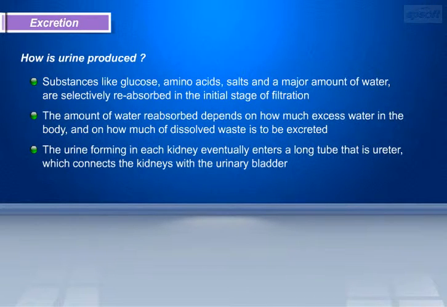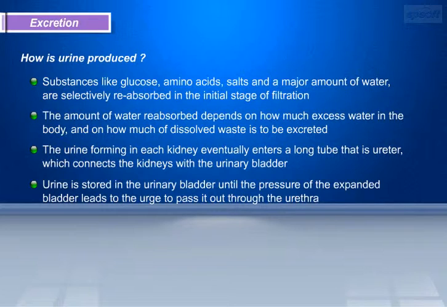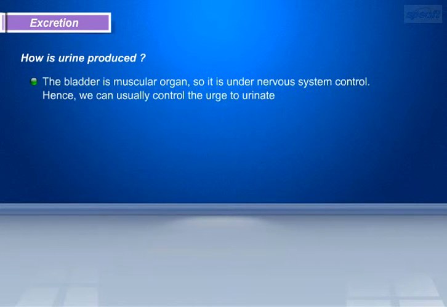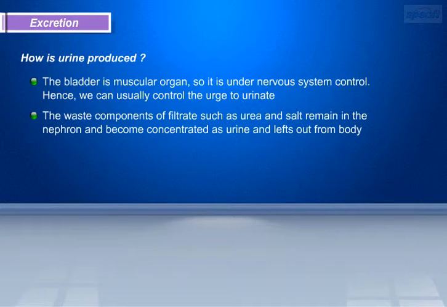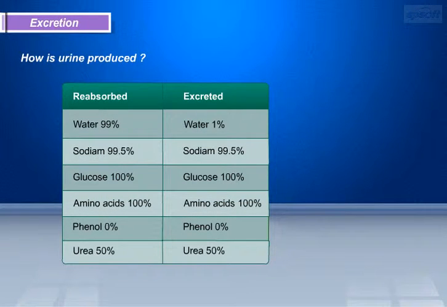The urine forming in each kidney eventually enters a long tube, the ureter, which connects the kidneys with the urinary bladder. Urine is stored in the urinary bladder until the pressure of the expanded bladder leads to the urge to pass it out through the urethra. The bladder is a muscular organ, so it is under nervous system control. As a result, we can usually control the urge to urinate. The waste components of filtrate, such as urea and salt, remain in the nephron and become concentrated as urine and are left out from the body. The list on your screen shows reabsorbed and excreted materials from the body.